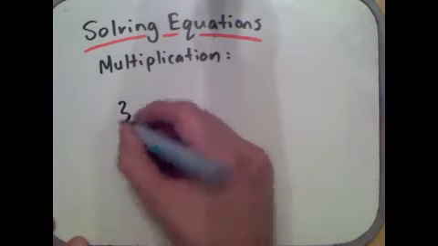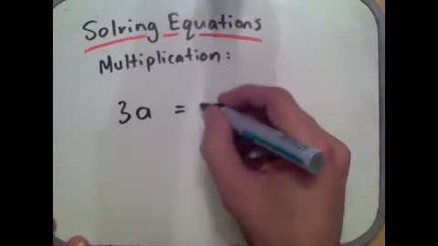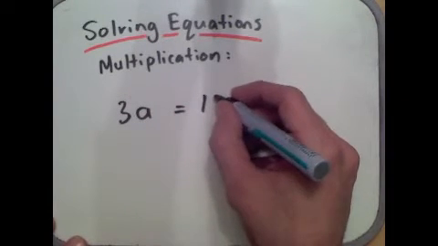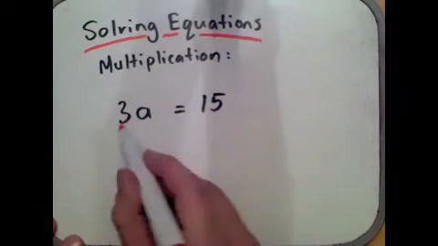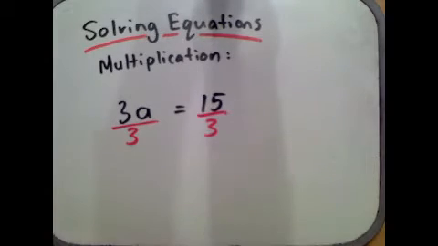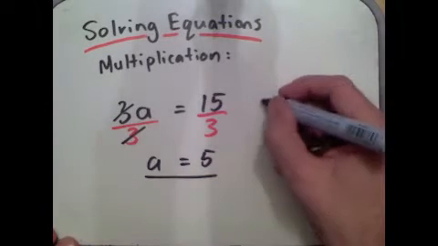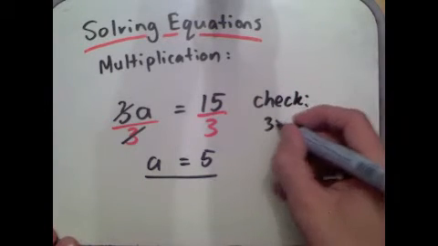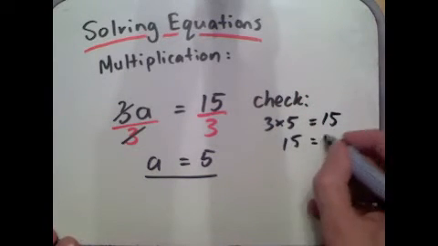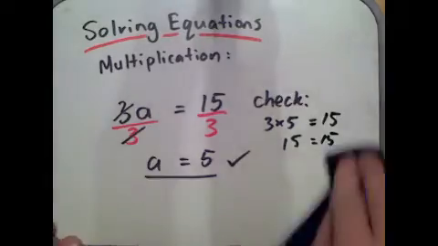So let's look at 3a. Now remember, 3a means 3 times a. It's equal to 15. So how do we get rid of that 3 to become a 1? We divide by 3. What we do to one side, we do to the other. We get a is equal to 5. Again, we can check this. 3 times 5 equals 15, so the left hand side will equal the right hand side, so we are correct here.